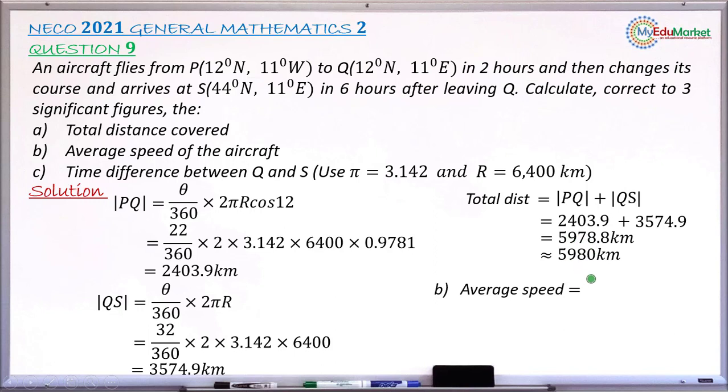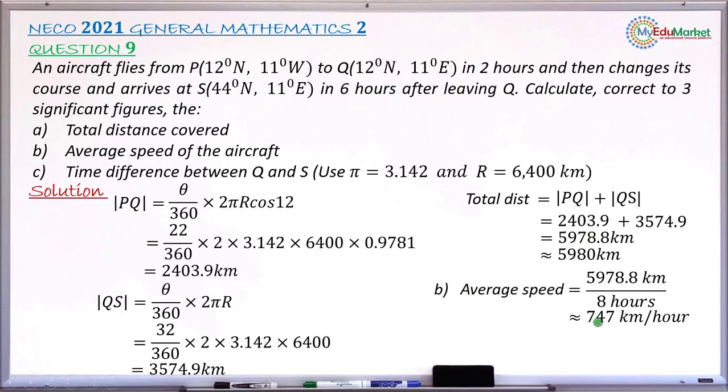So the average speed will now be equal to total distance covered divided by the total time taken. So you now have 5978.8 divided by 8. Dividing this correctly gives a result of 747 kilometers per hour, rounded to 3 significant figures. So this is the average speed of this aircraft.